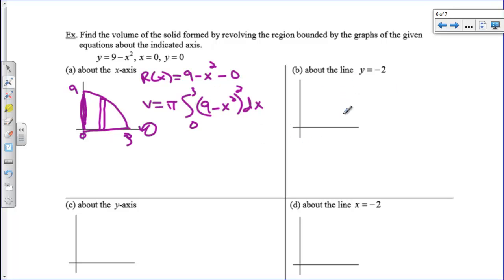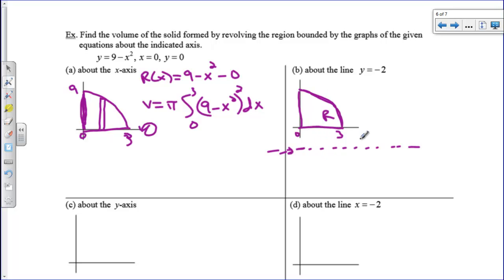Now let's do it about the line y equals -2. We'll see how that changes if our axis of revolution is not an axis like the x-axis. So there's my graph of 9 minus x squared. I'm still going from 0 to 3. I'm still bound by y equals 0 and x equals 0, so I still have this region. But this time my axis of revolution is going to be the line y equals -2. I'm going to take this region and spin it around that axis of revolution.